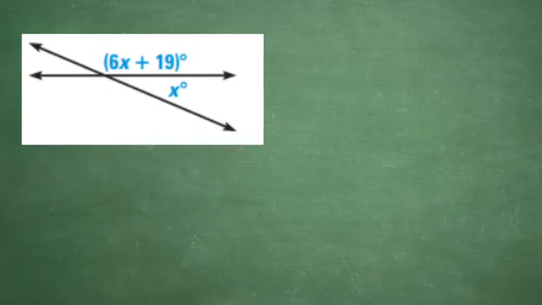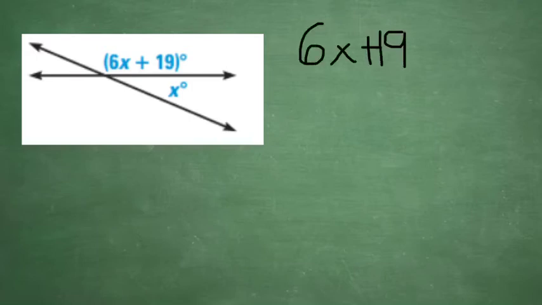Now with this next example, notice what type they are first. Probably the most common mistake I'll see for this problem is 6x plus 19 equals x. And that would be correct for vertical angles. However, these two are linear. In other words, what you're saying with this equation is that this obtuse angle has the same measure as this acute one. That's incorrect.